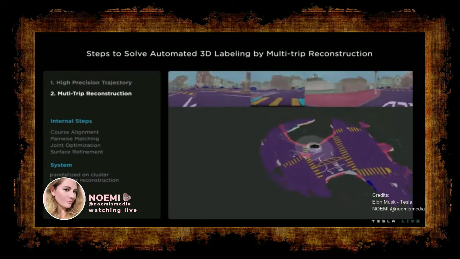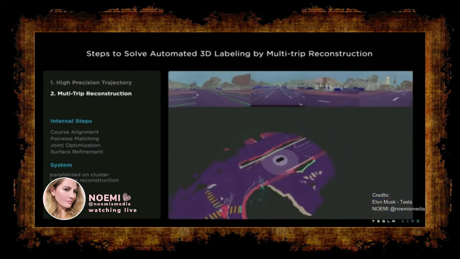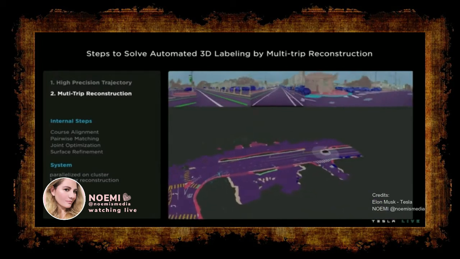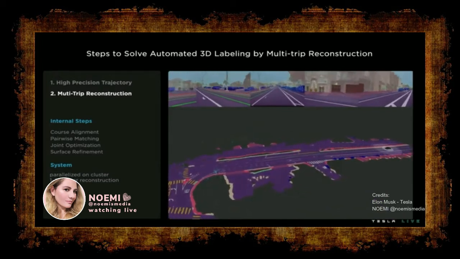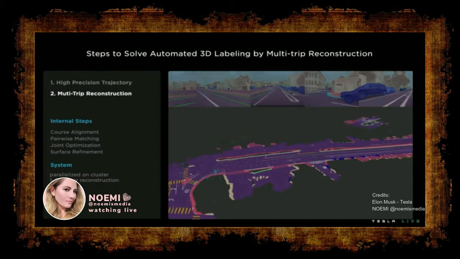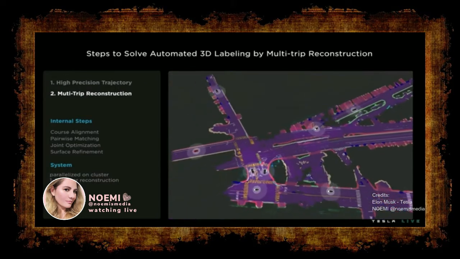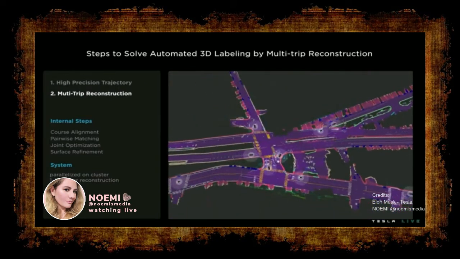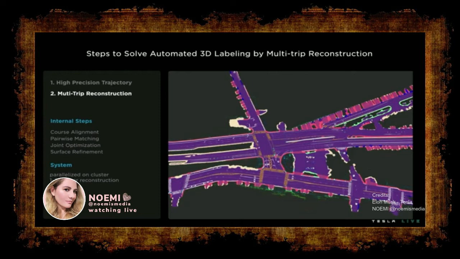The second step is multi-trip reconstruction, which is the big and core piece of this machine. So the video shows how the previously shown trip is reconstructed and aligned with other trips. Basically, other trips from different vehicles, not the same vehicle. So this is done by multiple internal steps like coarse alignment, pairwise matching, joint optimization, then further surface refinement.